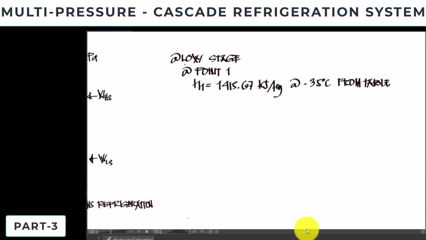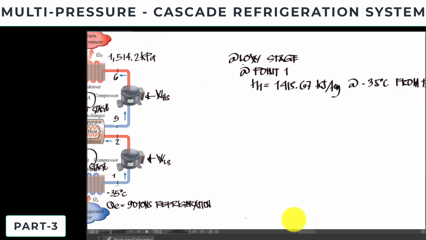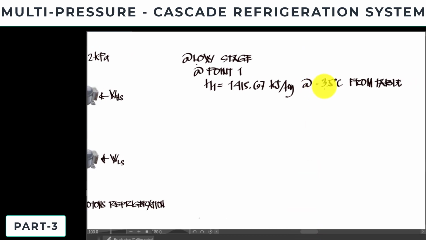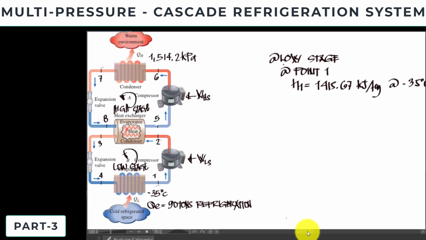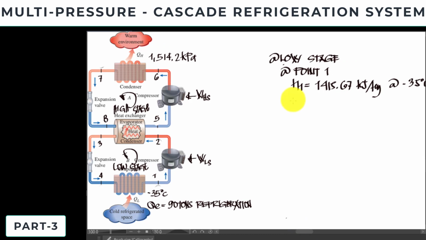Okay, let's summarize every point. That will be enthalpy 1, in the low stage vapor compression system. We have enthalpy 1 at negative 35 degrees Celsius, from the table by means of interpolation. Now since we have enthalpy 1, we have the isentropic compression from point 1 to point 2, so we also need to find the isentropic compression value for that.